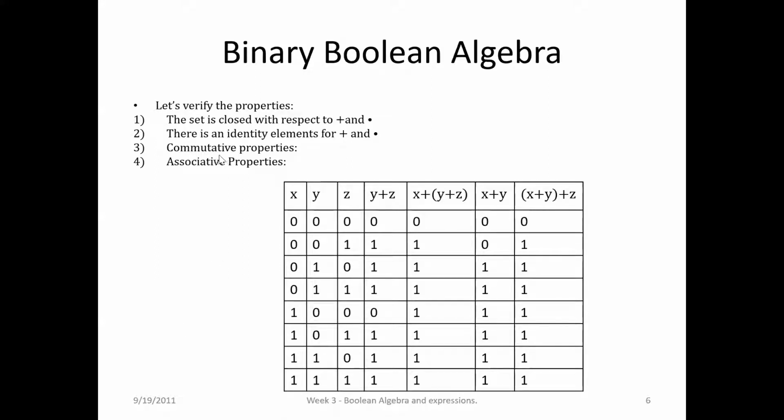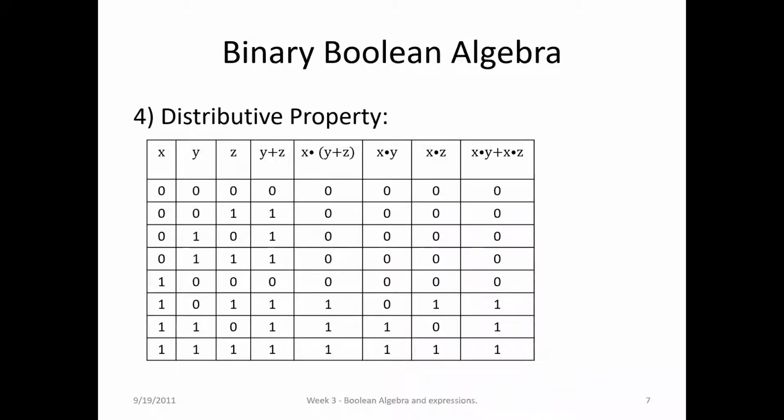The commutative property is what? The commutative property is a plus b is b plus a, or a dot b equals b dot a. Okay, they are one and the same. We have proved it. Now, distributive property, we have two of them. We have x dot y plus z equals x dot y plus x dot z. So multiplication is distributive over addition.